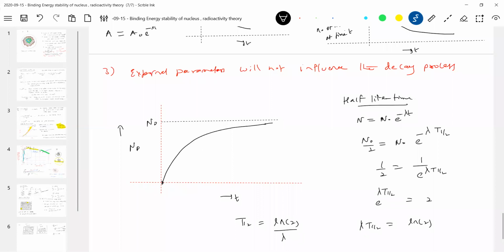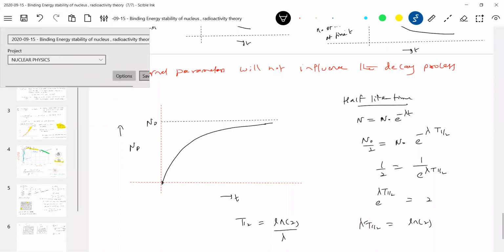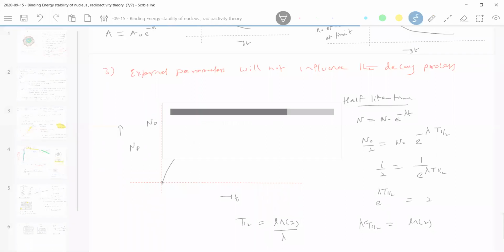Now you see this: the time taken for the number to become half depends upon the decay constant. Different materials have different constants. Like that, we can go for average also. How to calculate the average life?